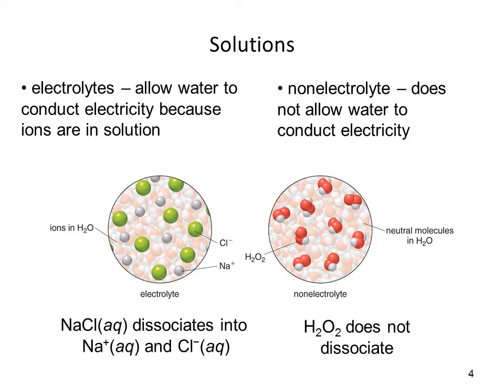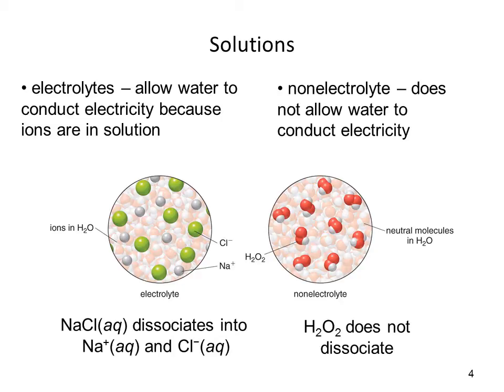Now there are substances that you can dissolve in water that are called non-electrolytes. Non-electrolytes do not allow water to conduct electricity. Right here in this slide you can see that they're showing you hydrogen peroxide dissolved in water, and hydrogen peroxide is what is called a non-electrolyte. If I add hydrogen peroxide to water, it does not allow water to conduct electricity. There's lots of non-electrolytes that will dissolve in water. Another example is glucose or sucrose. All these things do not form ions when put in water.